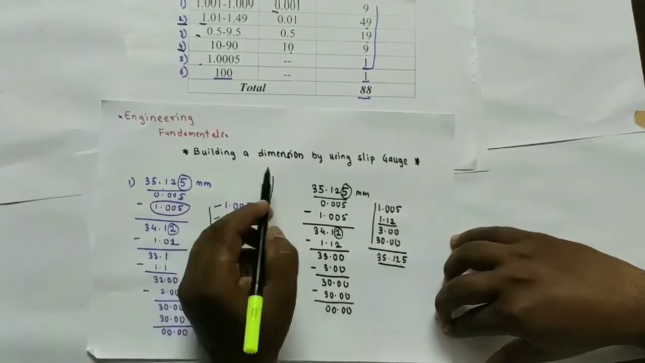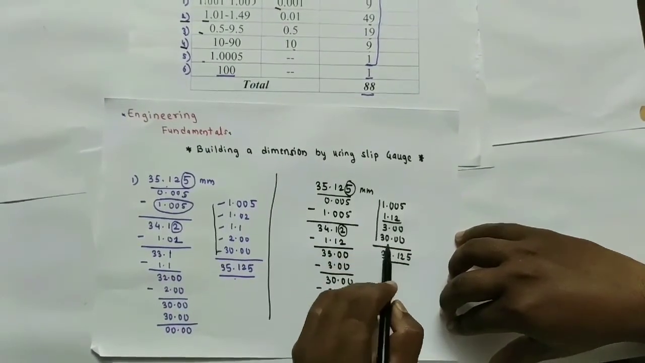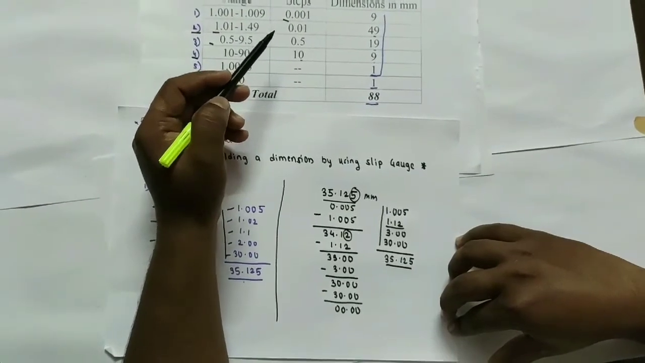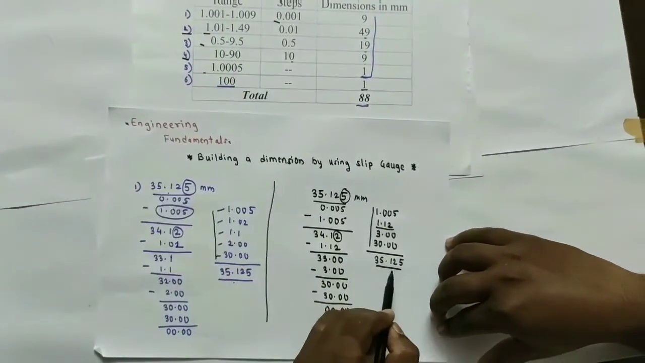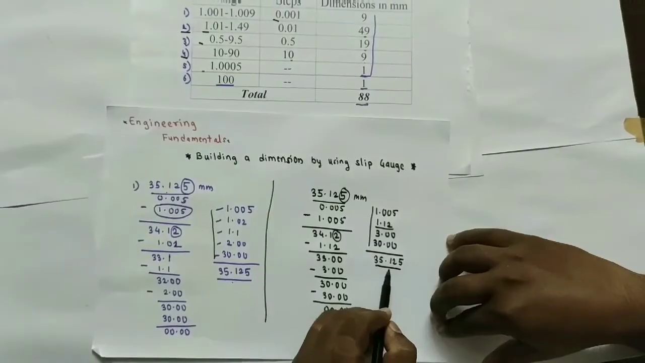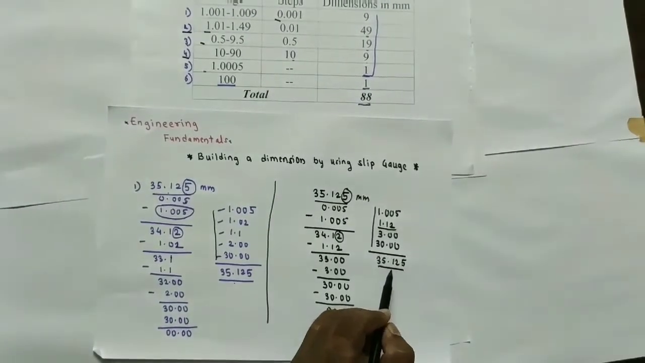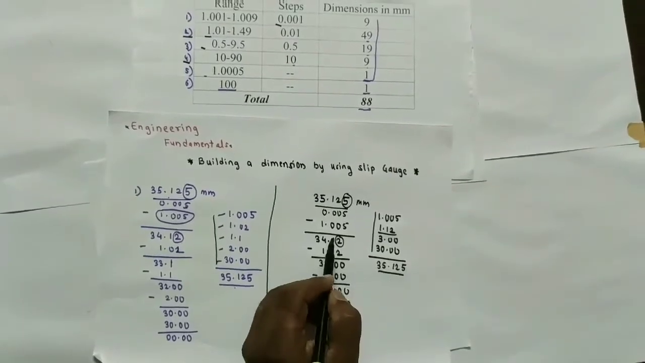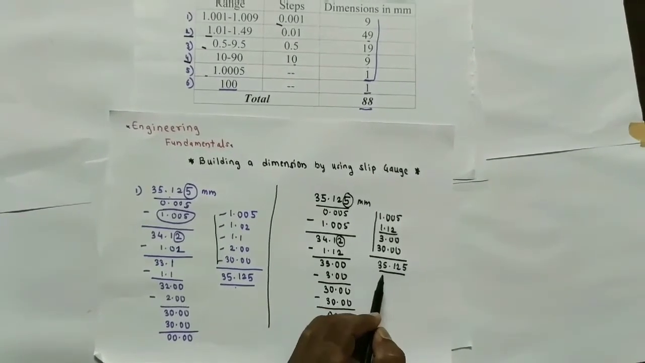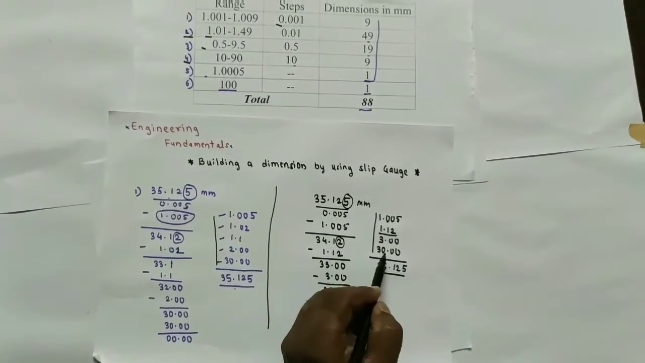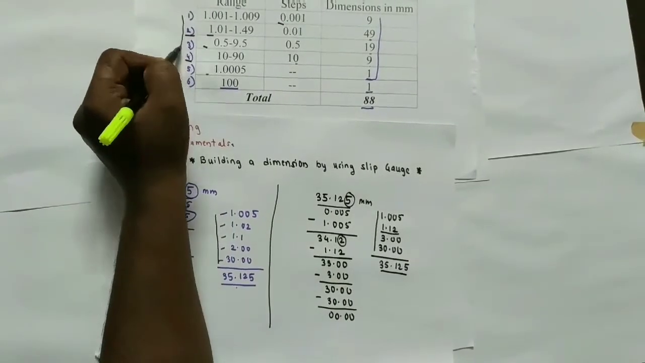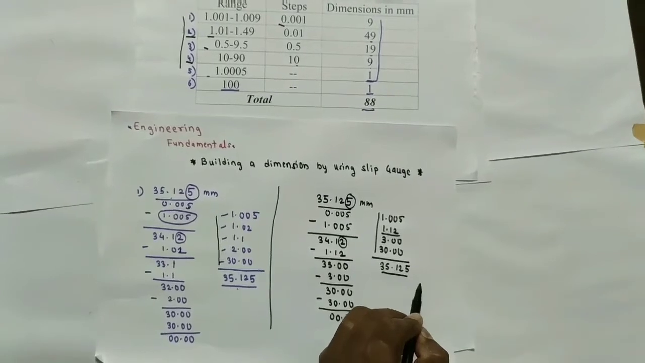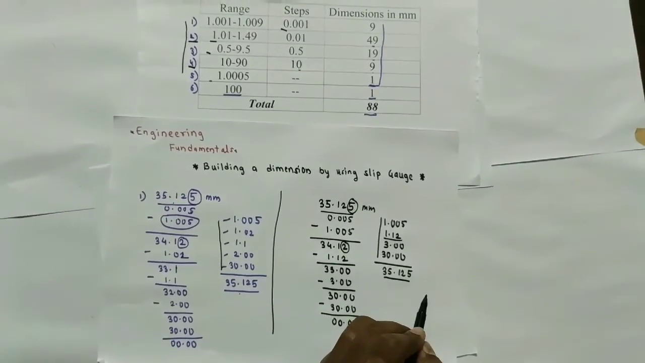So how to build a dimension by using slip gauges? For that we have 2 sets, the normal set and the special set. By using them you can build a dimension, and always keep in mind the 3 rules when building a dimension. By using those 3 rules you can build a dimension by taking different slip gauges which are available in this range only. So in this way you can build any dimension by using the normal set and special set.